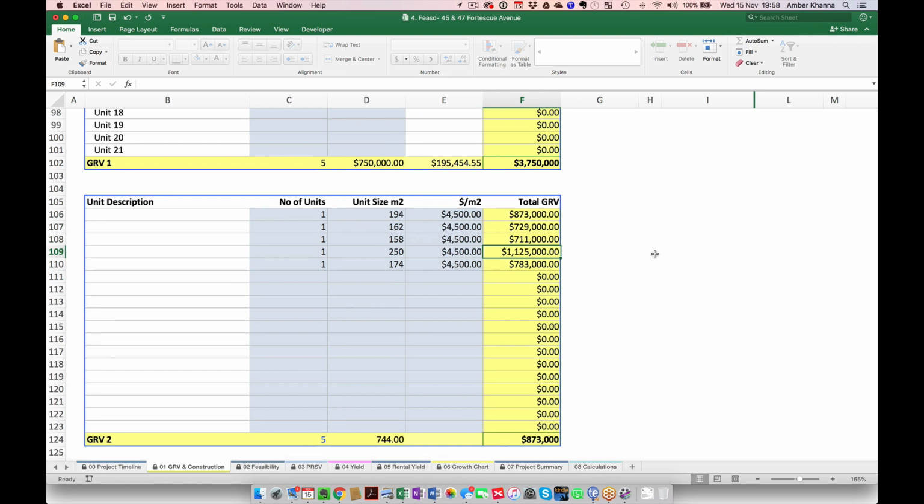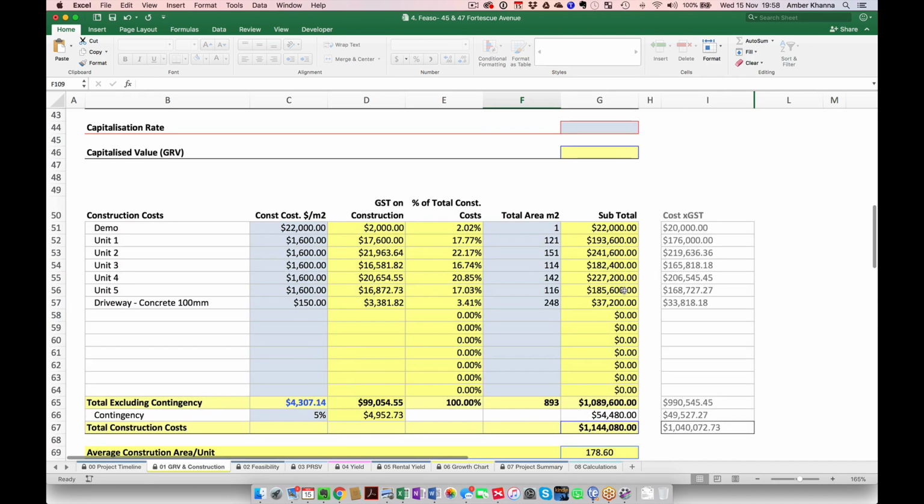It's 1.125. I'm pretty sure that some big size units have gone for more than this. Also, in your construction, you got $1,600. Where did you get this area from? The area that is the internal area of construction. That is from the town planning plans. I didn't see the plans actually.